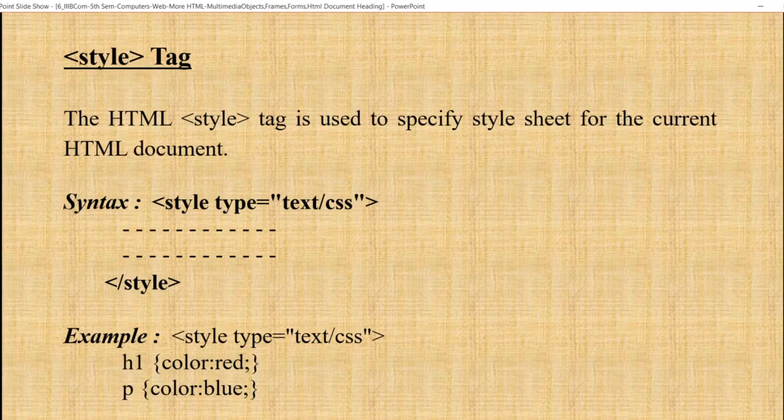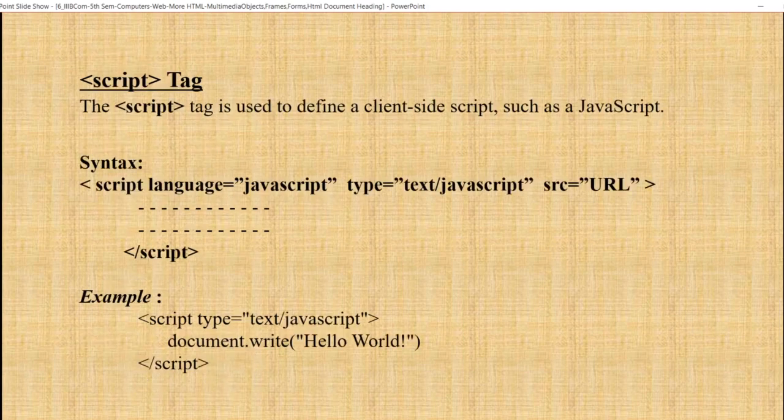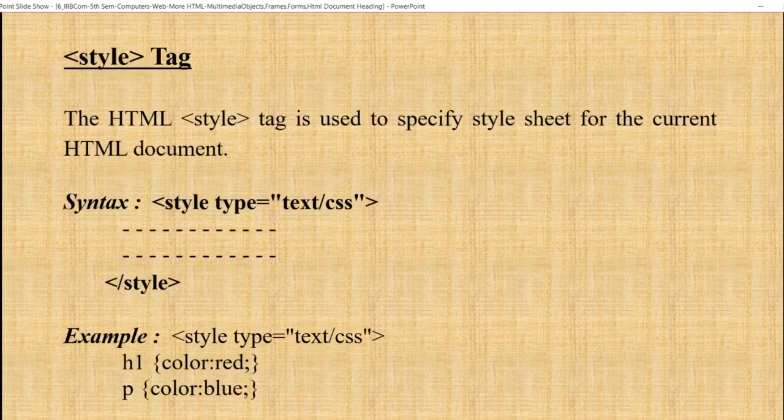Instead of writing everywhere, I can use the style tag. This style can be applied to all the H1 tags and paragraph tags. For that, we use the tag style. Style type equals text, whatever the styles you want. Finally, close style.